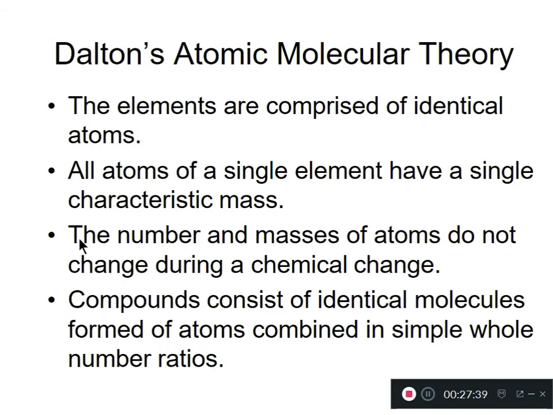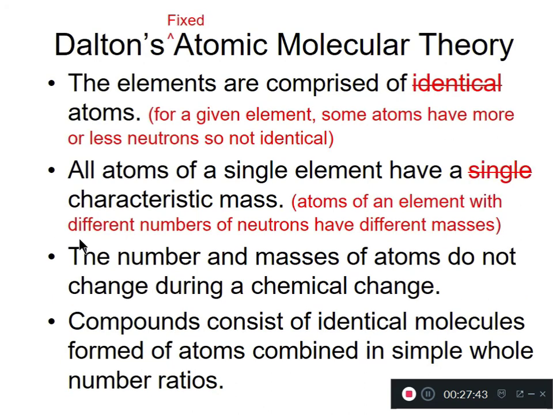And now that we've really gone into these actual atomic models a little bit more, I just want to fix it. So this is a pretty good atomic model. However, a couple of things that are wrong is, as we now know that there's protons and neutrons and electrons, the atoms of elements are not identical. Some have more or fewer neutrons, so they won't all be identical.